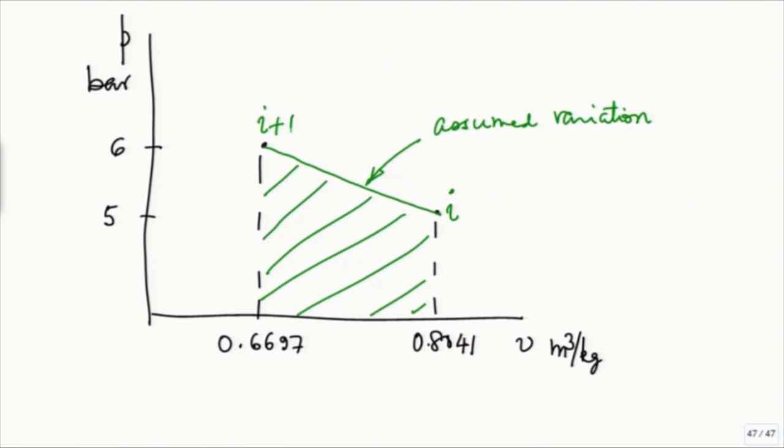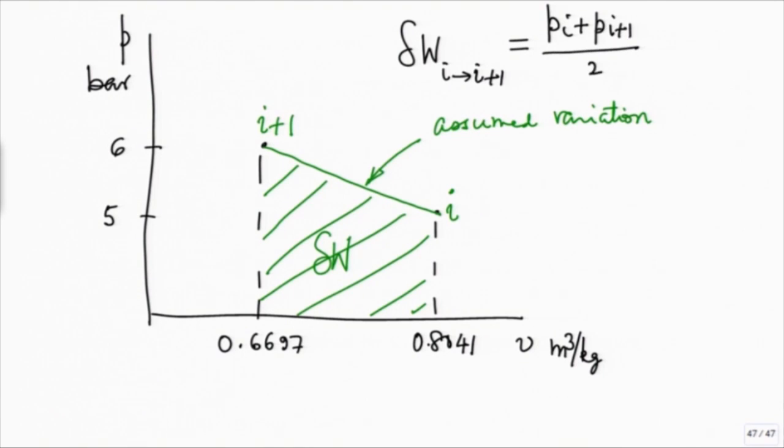If I say this is state I and this is I plus 1, then this small increment delta W from I to I plus 1 is integral P dV. So, it will be considered as the average pressure times the difference in volume. The average pressure will be (Pi plus Pi plus 1) by 2. In this particular case, (5 bar plus 6 bar) by 2, that is 5.5 bar, multiplied by the final volume Vi plus 1 minus the initial volume Vi, the values we know.